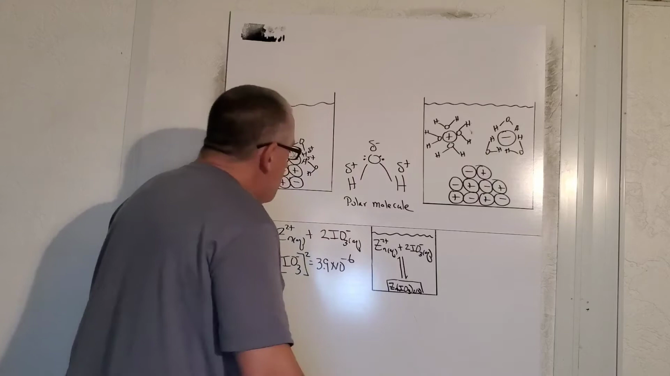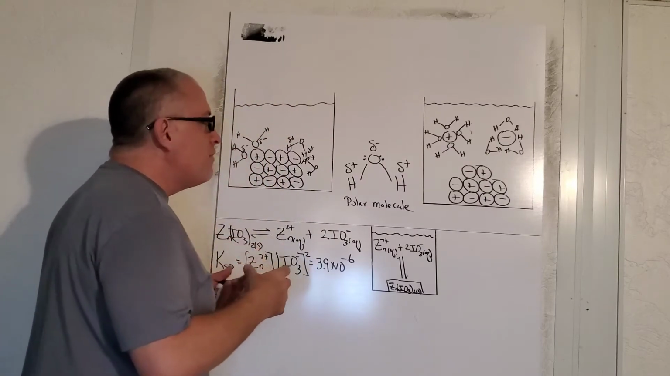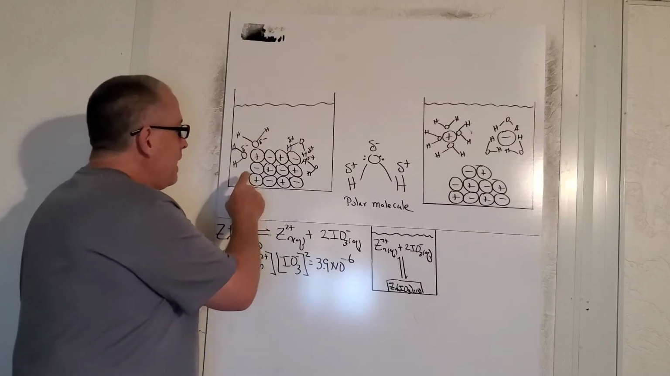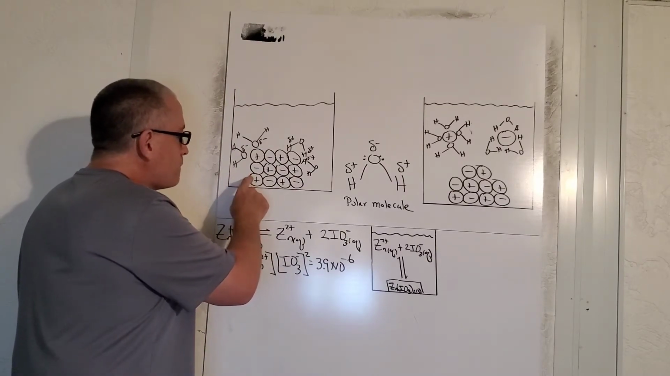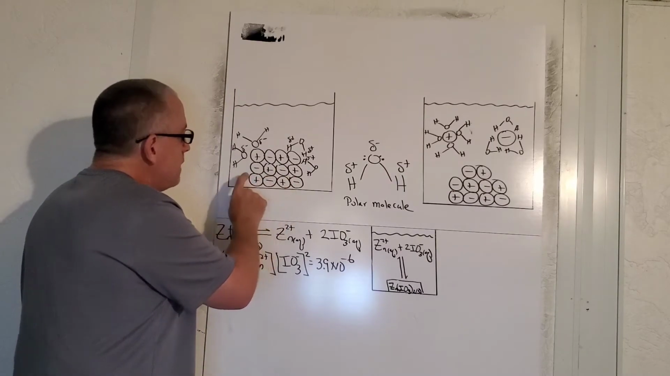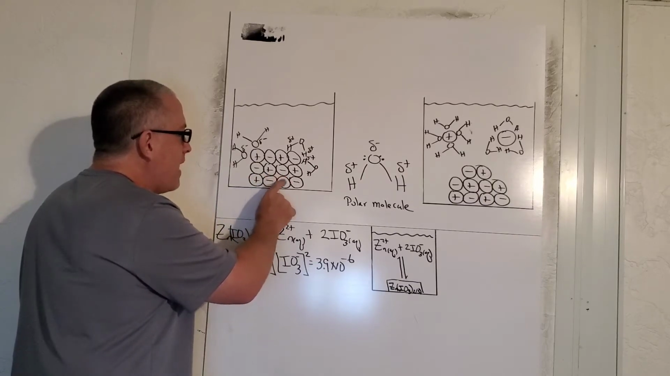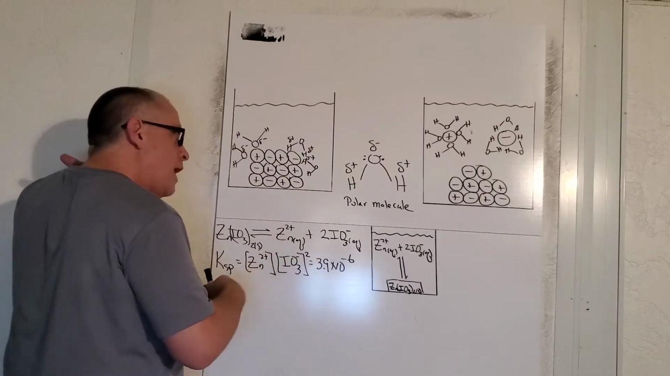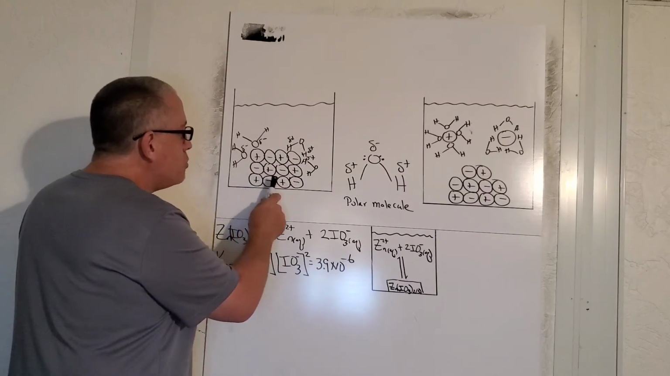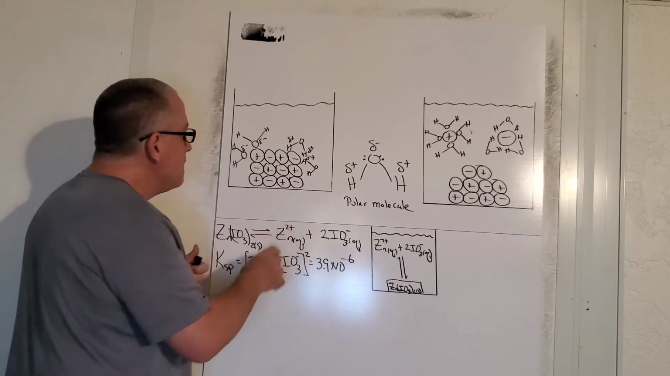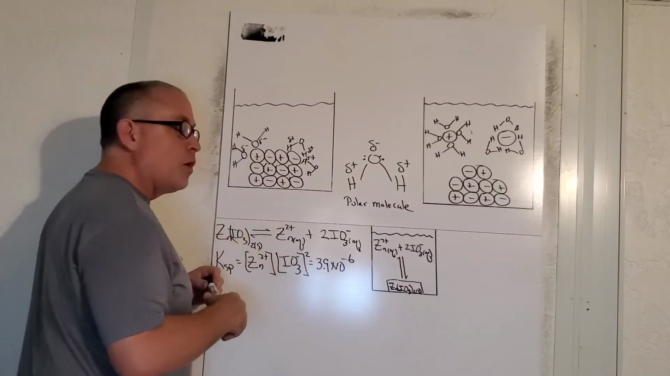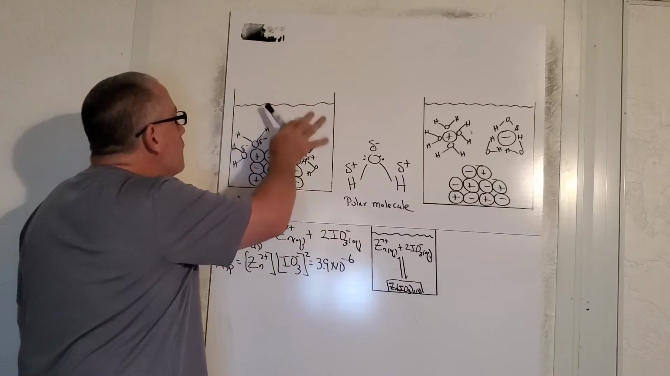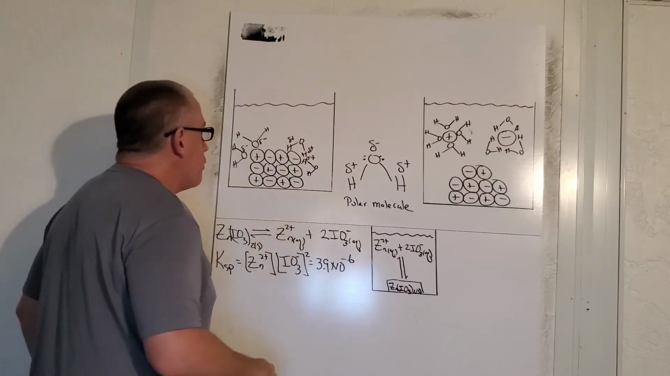Okay, now let's think of an ionic solid as being repeating cations and anions in a big crystal. Okay, so the positively charged circles are the cations, the negatively charged circles are the anions. Okay, and then this is water. All that stuff up there is water.